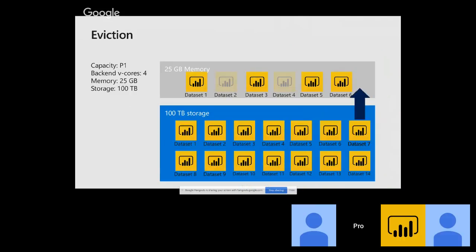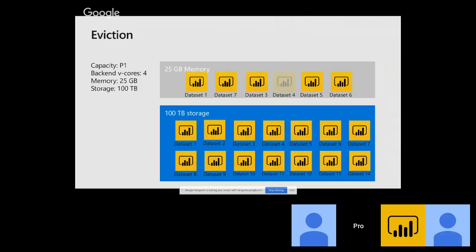Okay. So what happens when you start to run out of resources? In this case, we have all 25 gigs of memory filled with data sets that are being queried. 6 different data sets are being queried. Now, data set number 7 wants to come in. Someone opened up a new report that's pointing to data set number 7. There's no room in memory, so we can't load it. What we'll do is look for data sets that are no longer being used. In this case, data sets number 2 and number 4 are no longer being used. So we can do what's called eviction and kick that data set out of memory. And then we can load data set number 7 into memory, and now it can be queried.